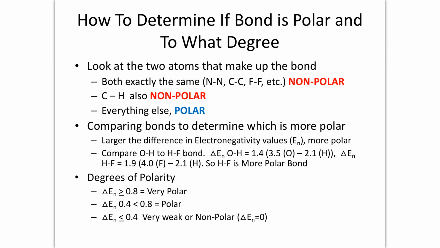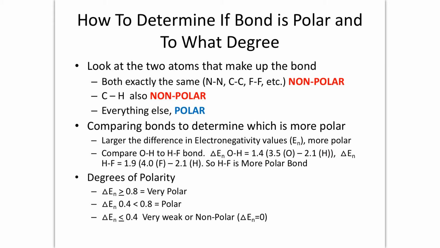Now, if you were to compare two bonds and wanted to say which one of these two bonds is more polar, that's when you need to look at the electronegativity differences between the two atoms making up the bond. So I've done that here. We want to compare these two bonds. Which one is more polar? I look at the electronegativity difference for this one, and then compare it to this one. Here's my oxygen. I looked that up. That's 3.5. The electronegativity of hydrogen is 2.1. I do the difference, and I get 1.4.